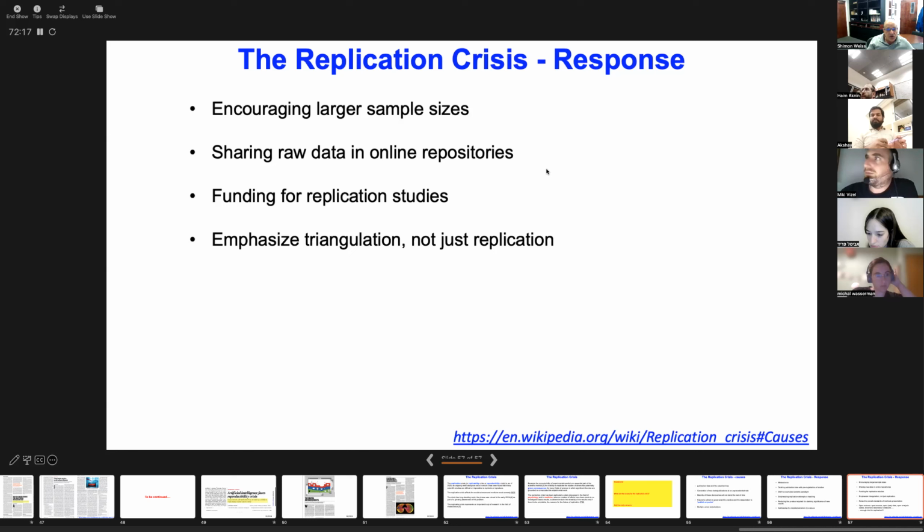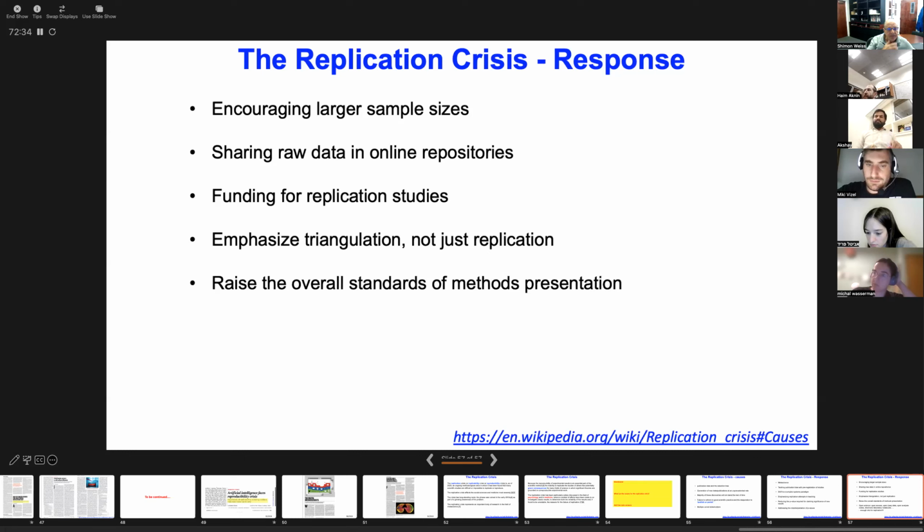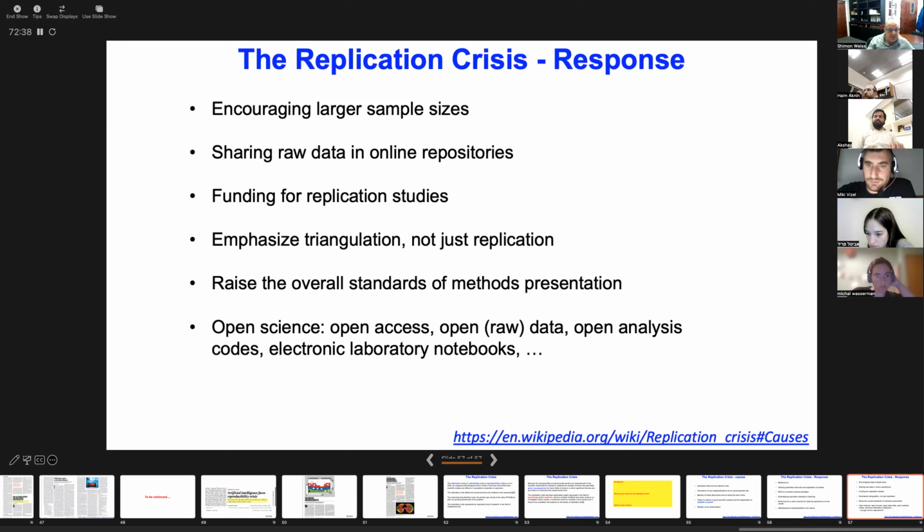Emphasize triangulation, not just replication. Replication by itself is not enough. Get several different types of methods to look at the same problem, take several different experiments, and come to the conclusion from more orthogonal types of investigations. Raise overall standards of method presentation.